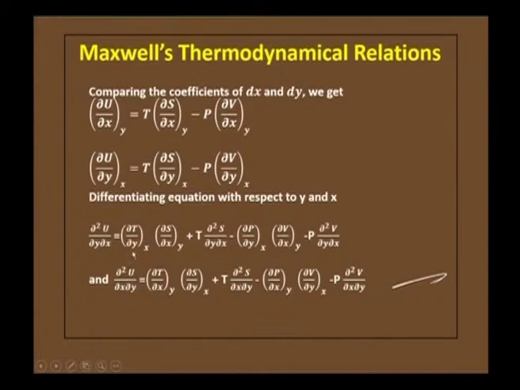So, replacing this partial derivative, differentiating this partial derivative once again, ∂²u/∂x∂y, you replace the y term by x and the x term by y.